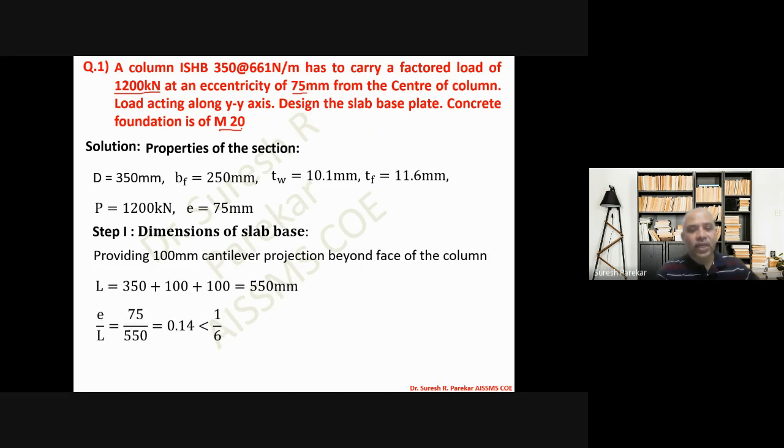Then we have to check E by L. So E by L we have 75 upon 550, which will be 0.14, and 1 by 6 value we have 0.167, and so it is less than L by 6, we can say, and therefore base plate is in compression throughout.